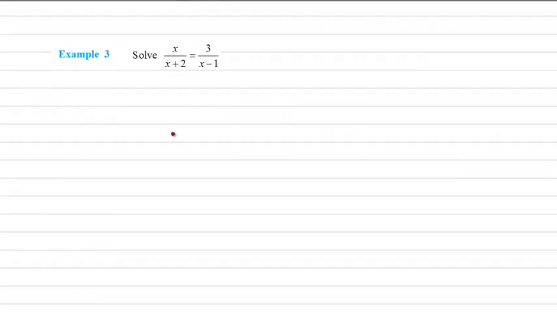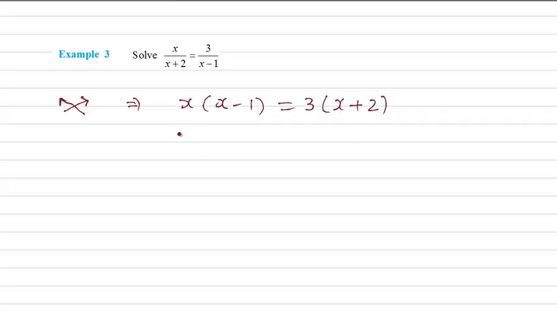Example 3. So we can cross multiply. That would give you x times x minus 1 equal to 3 times x plus 2 go to the other side. So now we open the brackets and we can take everything to the left hand side. So we got x squared minus x, then minus 3x.